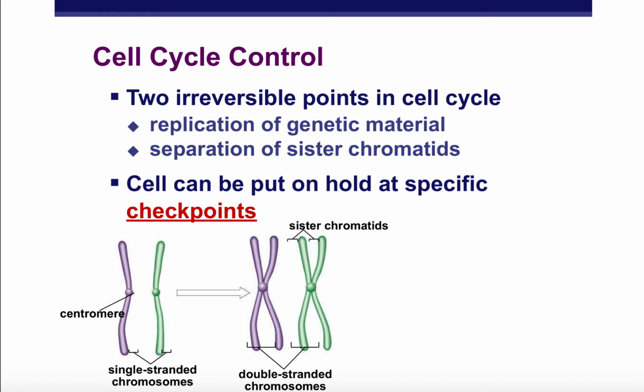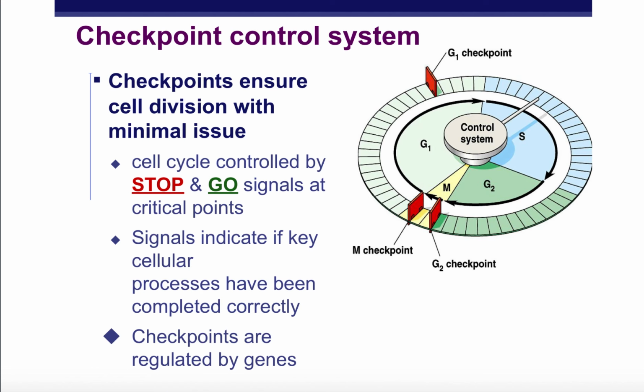All right. And all those points where you double check your work before moving on to the next stage, those are the checkpoints that were mentioned earlier in chapter 11.1. So checkpoints ensure cell division occurs with minimal issue. It ensures that you don't progress until things are correct. So they're basically stop and go signals.